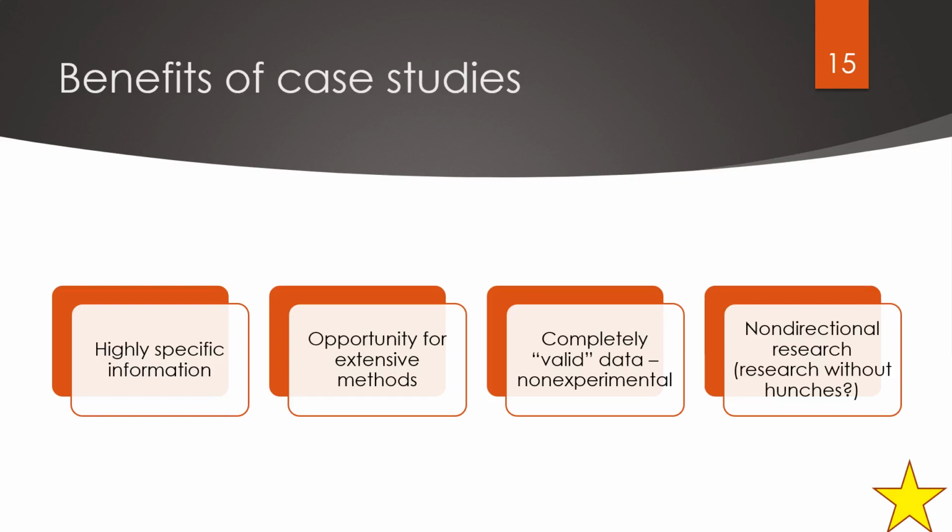Finally, non-directional research. What do I mean here? Well, let's say that you want to learn about what age people need to learn speaking. When you're working through that in a quantitative way, you're going to do experiments and you're going to have a pre-existing notion as to what you think is going to happen.